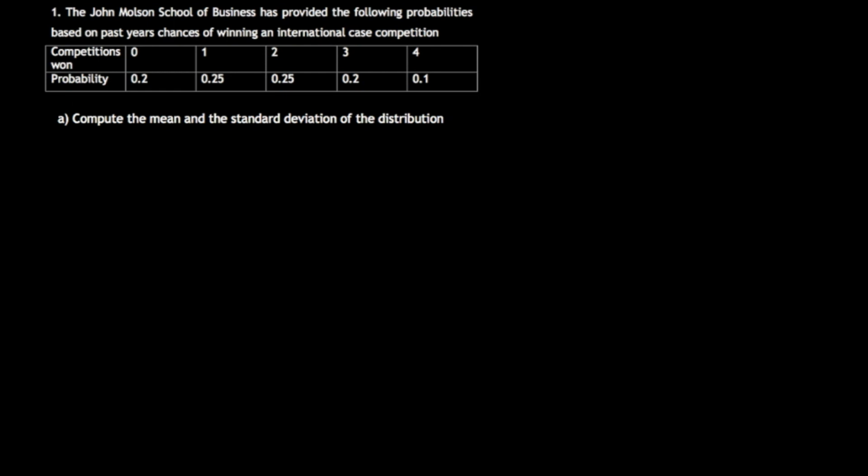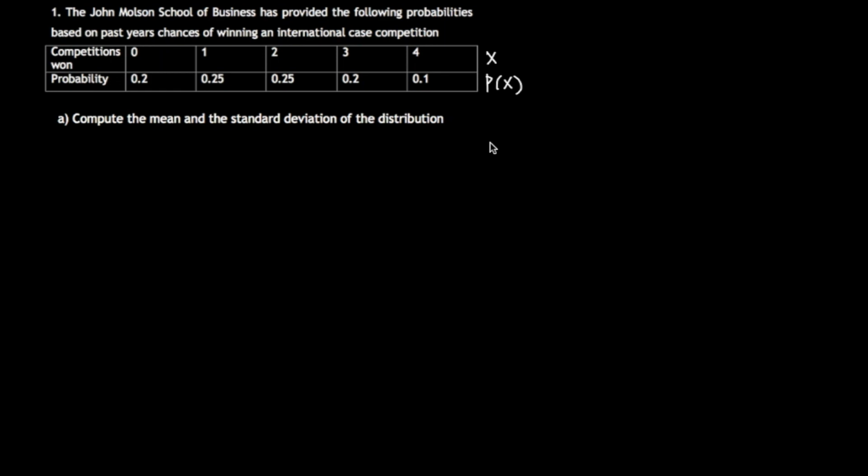The John Molson School of Business has provided the following probabilities based on past years' chances of winning an international case competition. So what we have here is a table with two things. On the top, we have the number of competitions won, which is also known as the X's or the outcomes. And the second row is the P of X, which is the probabilities for each of these given outcomes. Now in question A, they ask, compute the mean and the standard deviation of the distribution.